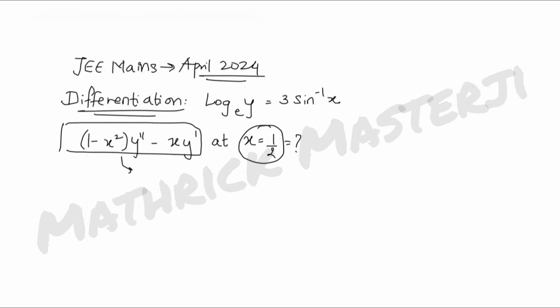If I talk about the answer choices, the options are: 9 e raised to pi over 2; second, 9 e raised to pi over 6; third, 3 e raised to pi over 2; and the fourth answer choice is 3 e raised to pi over 6. We need to figure out which one of the answer choices is the correct one for the value of this entire expression. Let's see how to solve this question further.